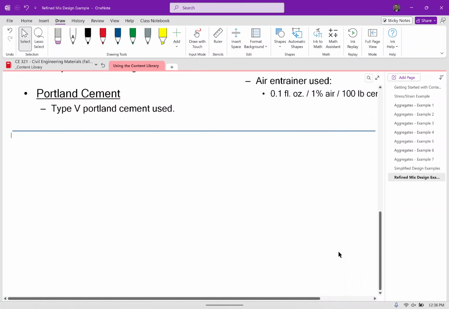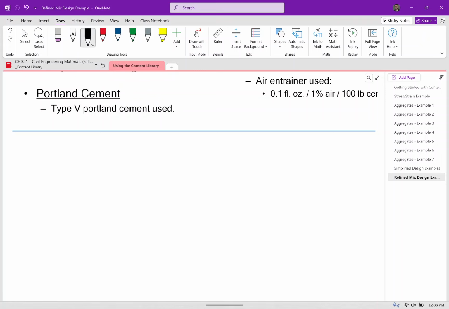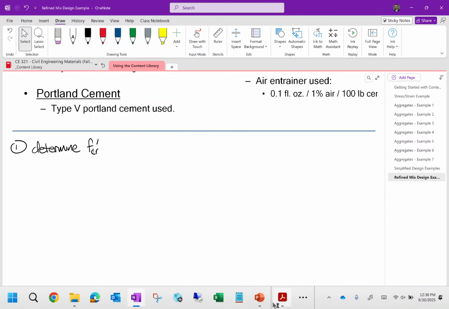All right, so step 1. Step 1 is going to be to determine the required compressive strength. In other words, we're shooting for 4,000 psi. We're going to bump it up a little bit to account for the fact that we're going to have statistical variability in the cylinders that we test.